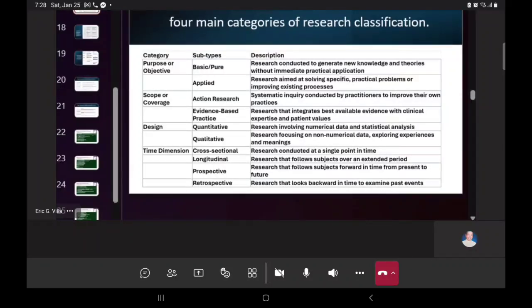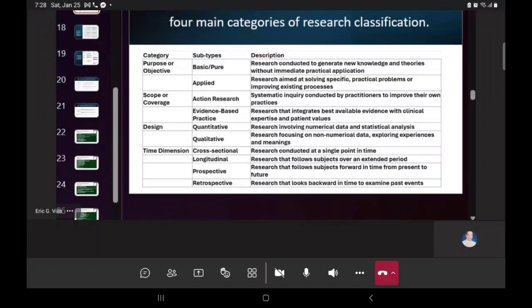Basic or pure research focuses on expanding fundamental knowledge in the field without immediate practical applications. This type of research aims to understand underlying principles, develop theories, and discover new concepts. For example, studying cellular mechanisms or theoretical physics concepts represents basic research that may not have immediate real-world applications, but builds the foundations for future discoveries.